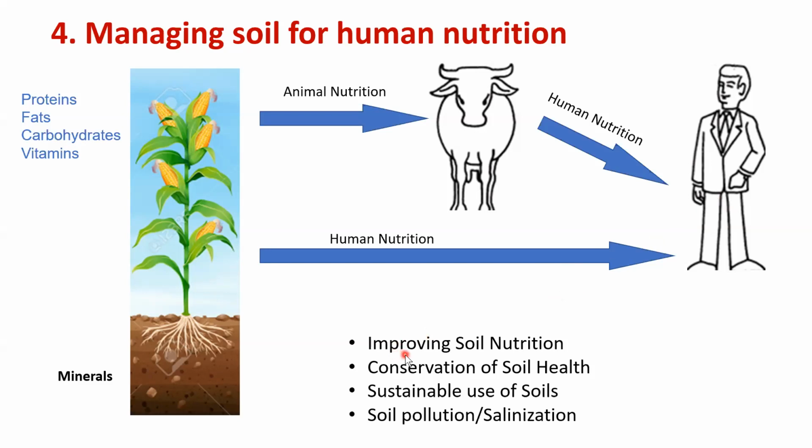So for that, the improvement in soil nutrition, the conservation of soil health, and sustainable use of soils are needed, because mostly the minerals are affected due to intensive use of soils. So if we make it more sustainable, that will enhance the nutrition value. Soil pollution is also playing a role in decreasing the nutrition value of plants and then animals and humans consequently.